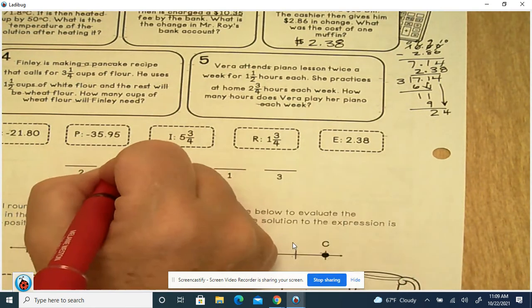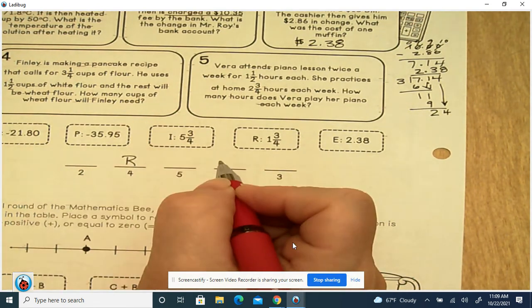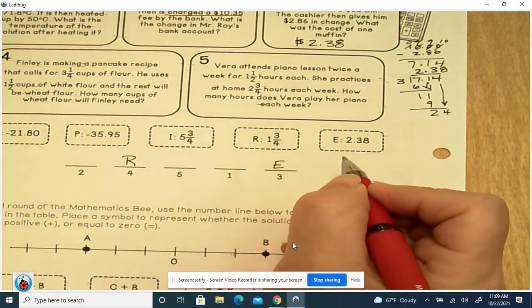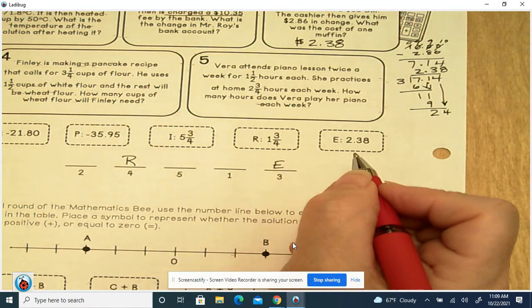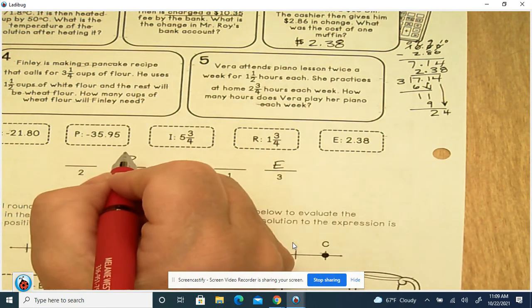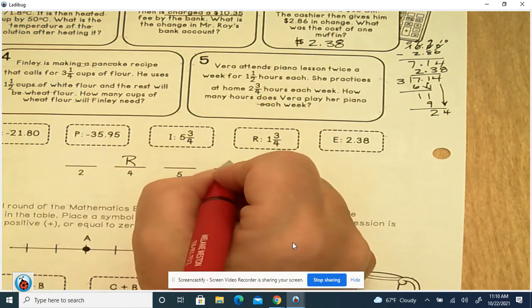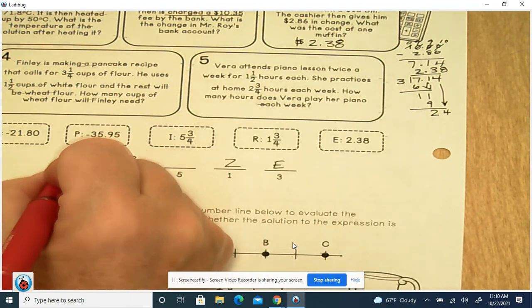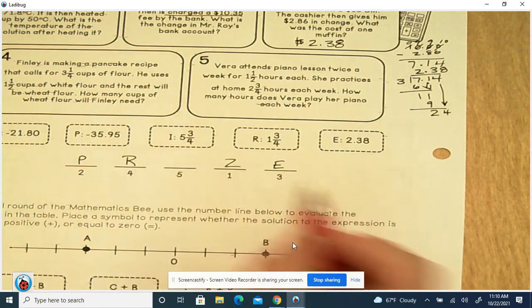Let's go back and put these answers. The answer to number 4 is going to be R. Number 3 was E. Number 1 was Z. Number 2 was P. I bet we could go ahead and put an I right there.